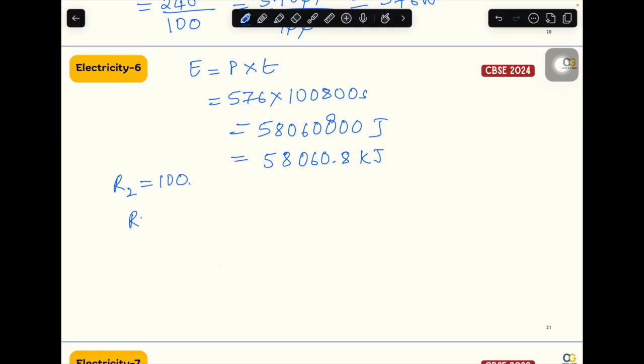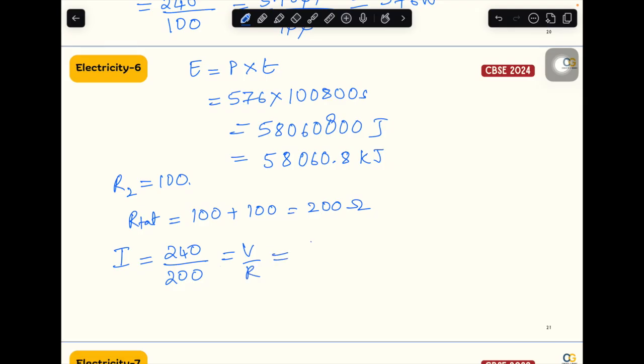So the total resistance of the system, because they are in series, becomes 100 plus 100 ohms, which is 200 ohms, right? That is the total resistance. Now if they are in series, what will be constant? Current will be constant. So the current is V by R, which is 240 by 200, which is equal to 1.2 amperes.